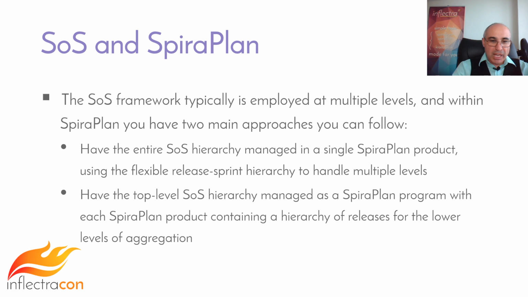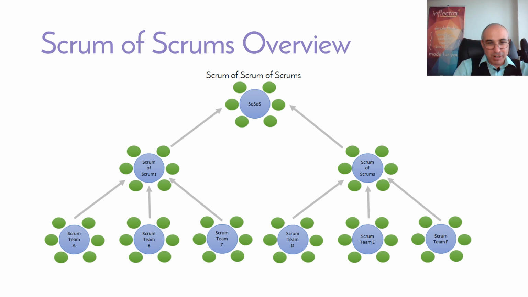Or you could use a program approach where you have the top level. In this case, it's the Scrum of Scrums. This top level is the program. This is the product. These are the releases. So you can use a combination of products and releases, or you could do it where this top level is the product, and then each of these is releases, and these are sub-releases. And we have both major and minor releases in SpiraPlan that makes this very doable.